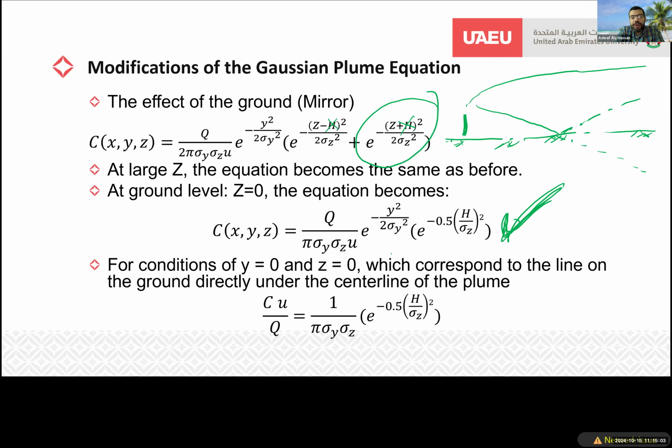Also, for conditions of Y equals 0 and Z equals 0, which is the line directly on the ground, we can also calculate the concentration C. It will be much easier. And we get this equation, which is Cu over Q equals 1 over pi sigma Y sigma Z times e to the power negative 0.5 H over sigma Z squared. And this equation we usually use to describe the line on the ground just before the plume.